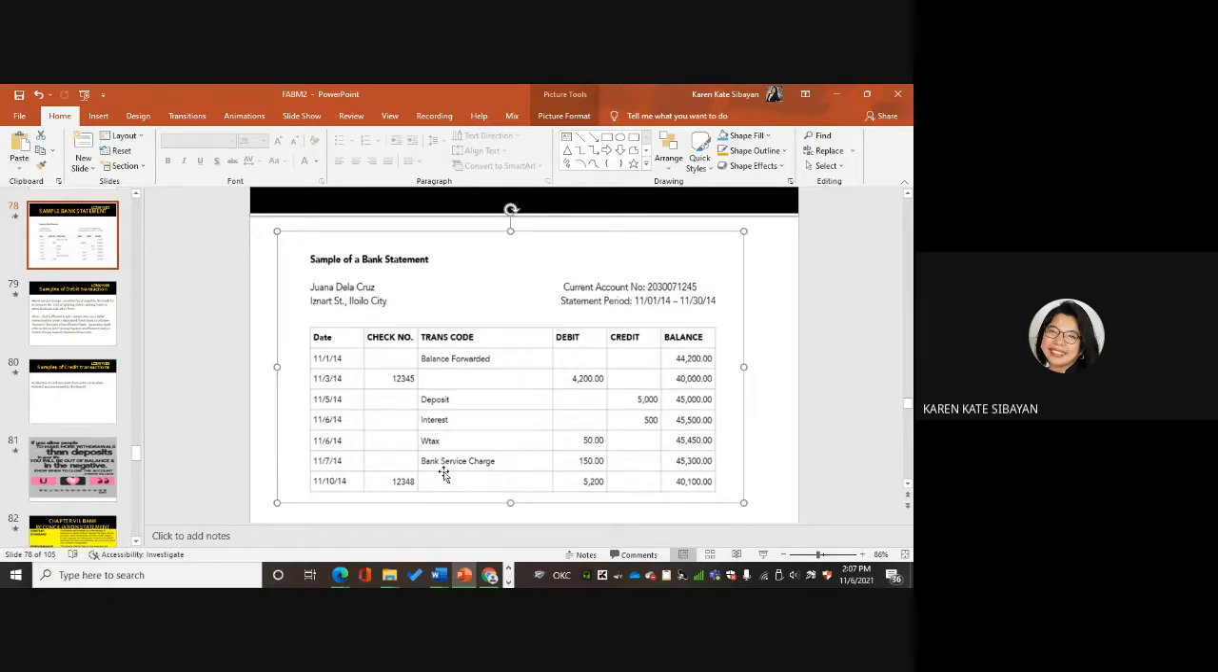Then, nagkaroon ng bank service charge. I don't know kung saan galing yung bank service charge. It can be, what do you call this? From the start na may ganun na every ganito may service charge. So for example, every withdrawal mo siguro or every deposit mo. Sa anything na ginamit mo ang services ng bank, they have a service charge, a certain amount. At nabawasan na naman ulit, 45,300.